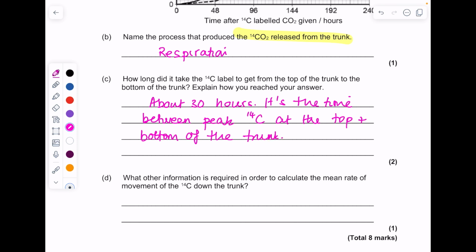What other information is required in order to calculate the mean rate of movement of the 14 carbon down the trunk? Clearly, we need to know the length of the trunk.